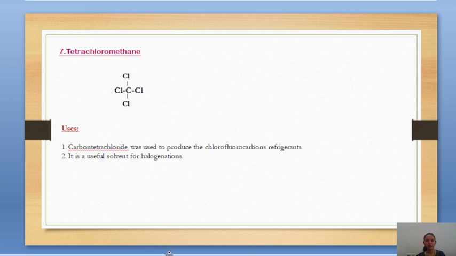And again, these compounds are also very important. As a BPharm second semester student, you should know their structure and their uses. So this is the end of the presentation.